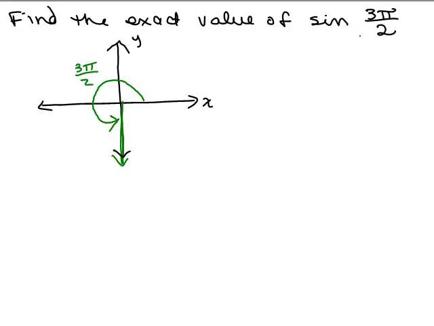By the way, if you forget what 3 pi over 2 is, you can always change that to degrees. Remember, pi is just 180, so 3 pi over 2 is really the same as 3 times 180 degrees over 2, and then that would give you 270 degrees. So this angle here, 270 degrees, 3 pi over 2 is the same thing.